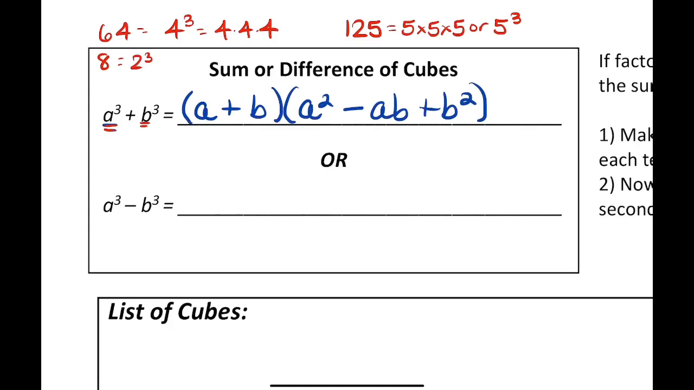Okay, so right here we've got A plus B, and that's one binomial right there. And then you're going to have a trinomial in parentheses. You're going to take the A and you're going to square it. You're going to take A and B and multiply it, and you're going to put a subtraction sign in front of it. And then you're going to take the B term and you're going to square it.